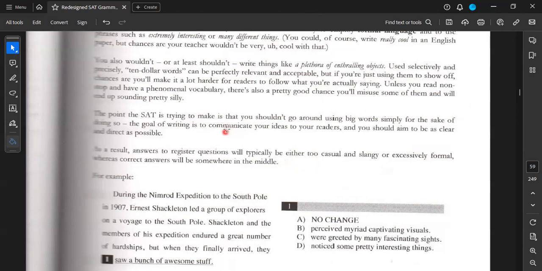So during the Nimrod expedition to the South Pole in 1907, Ernest Shackleton led a group of explorers on a voyage to the South Pole. Shackleton and the members of his expedition endured a great number of hardships, but when they finally arrived, so far, what do you guys think? Do you think that's formal, semi? Was it hard to understand? Does it sound playful? Was it informal? Was it formal? Or was it semi-formal?